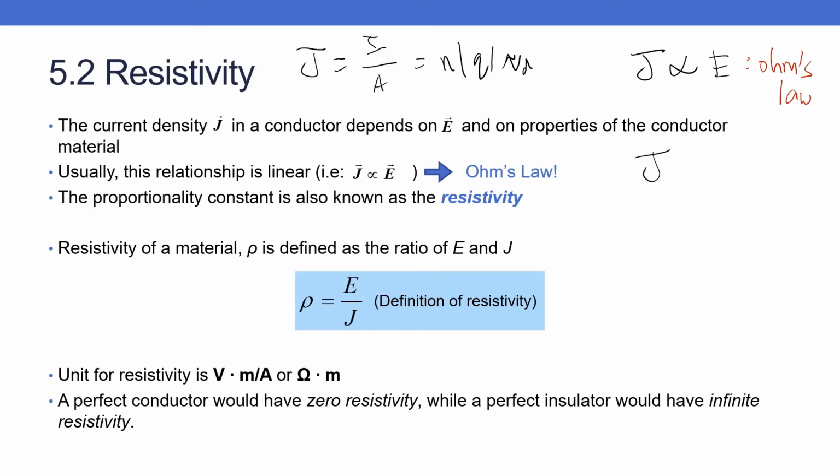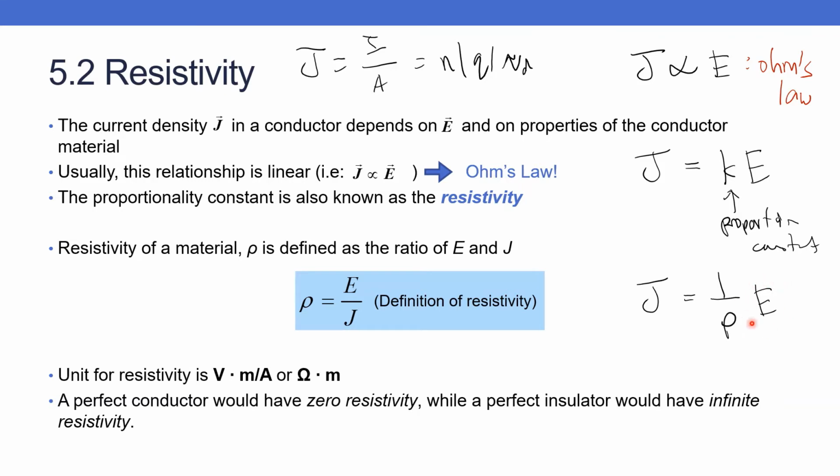Using mathematics, we can rewrite the proportionality using a proportionality constant: J equals K times E. So this is the proportionality constant. Now I want to write this as 1 over rho times E. I want to introduce a parameter, which I will call rho, and this K is equivalent to 1 over rho. Why do I want to put this as 1 over? Let's talk about this for a while.